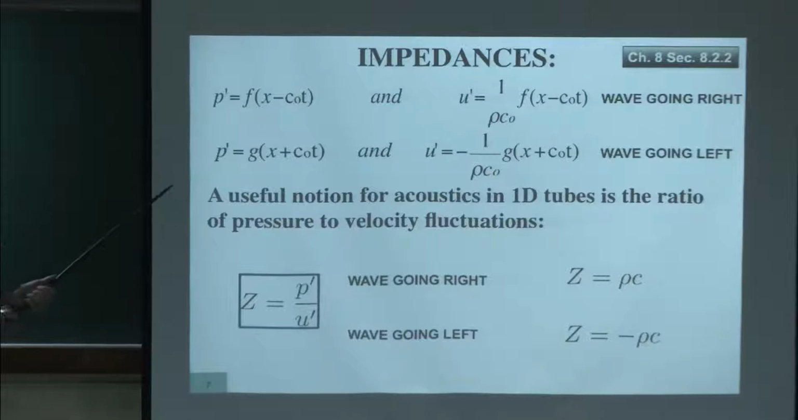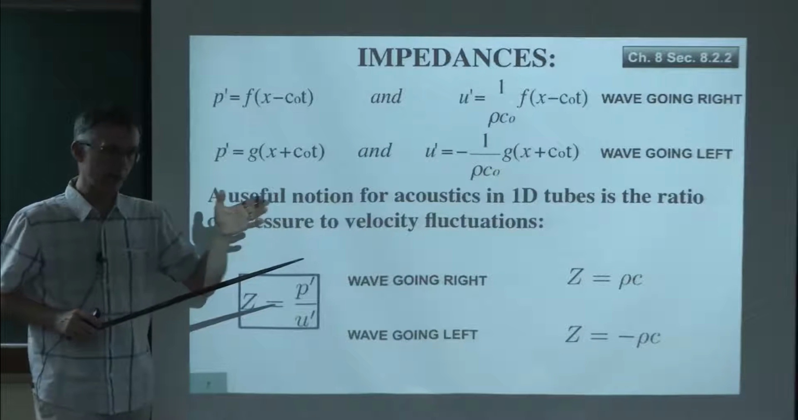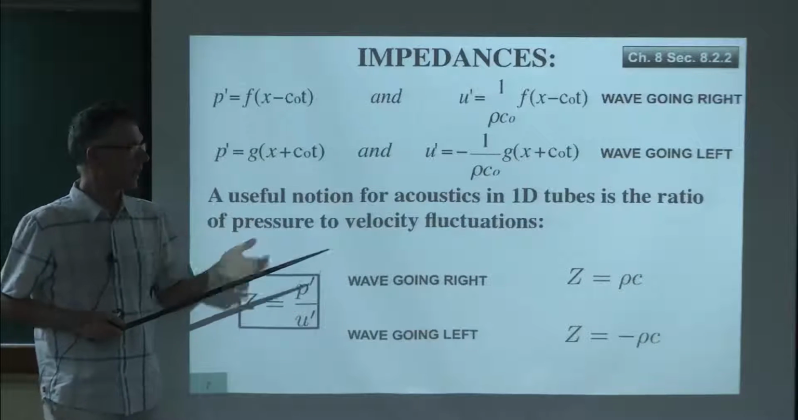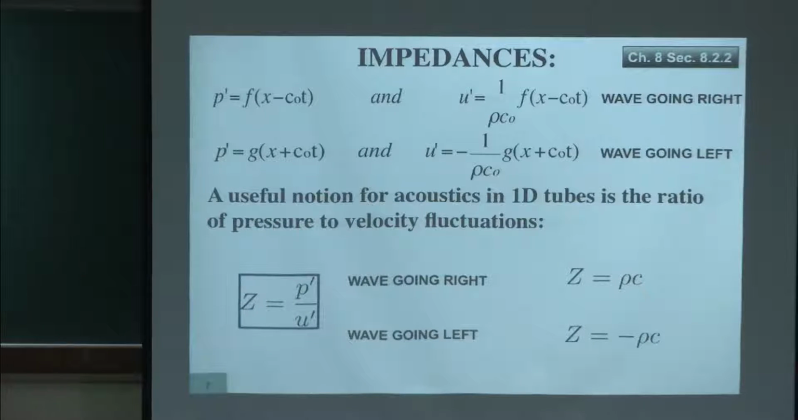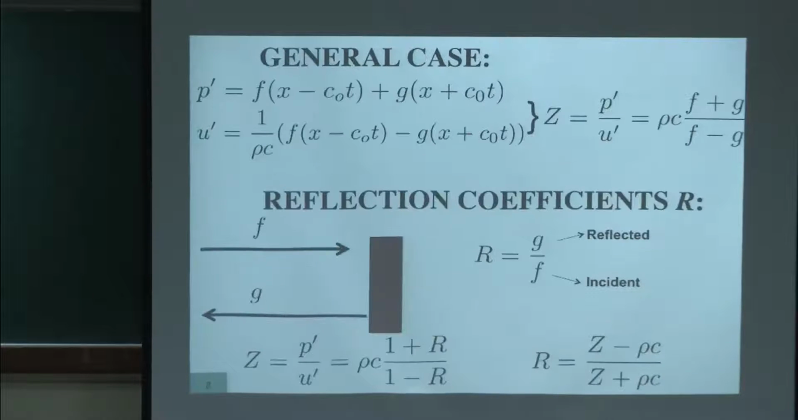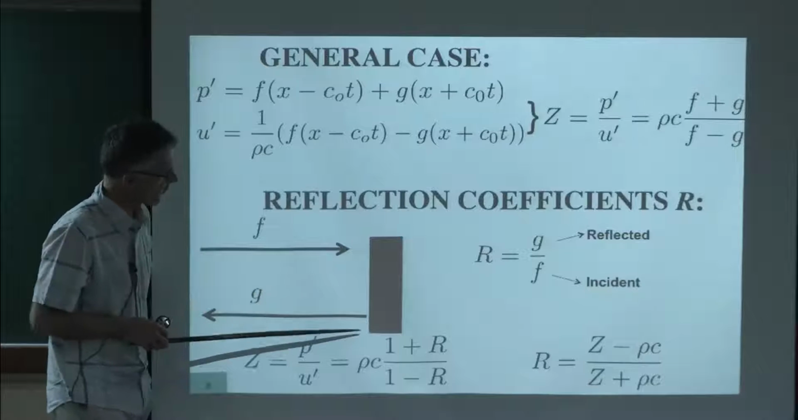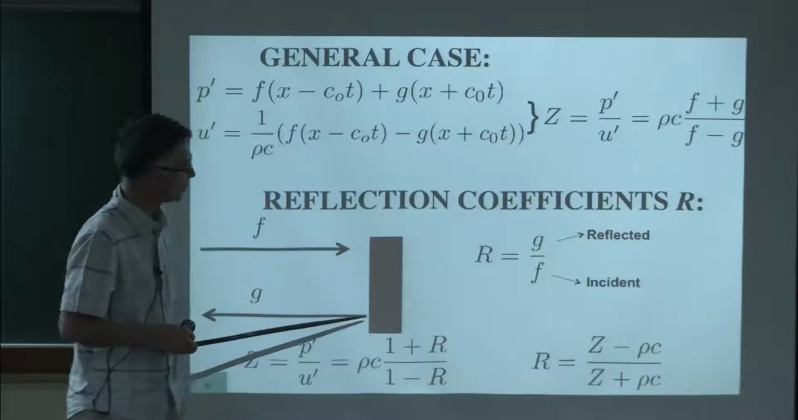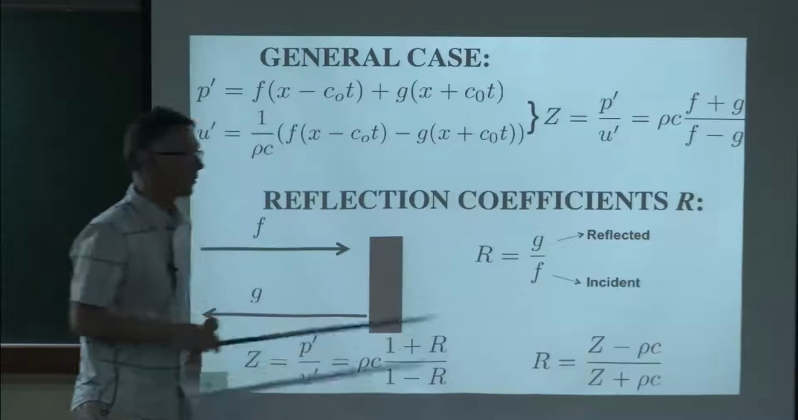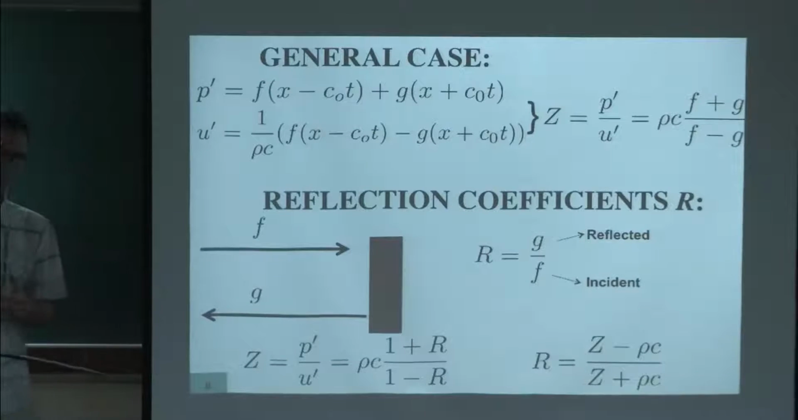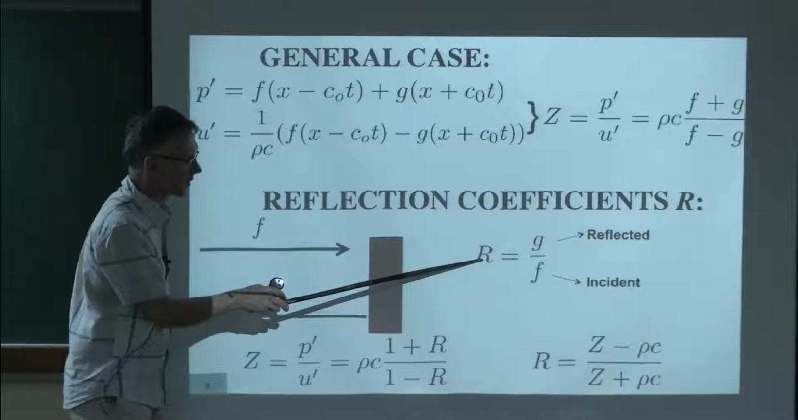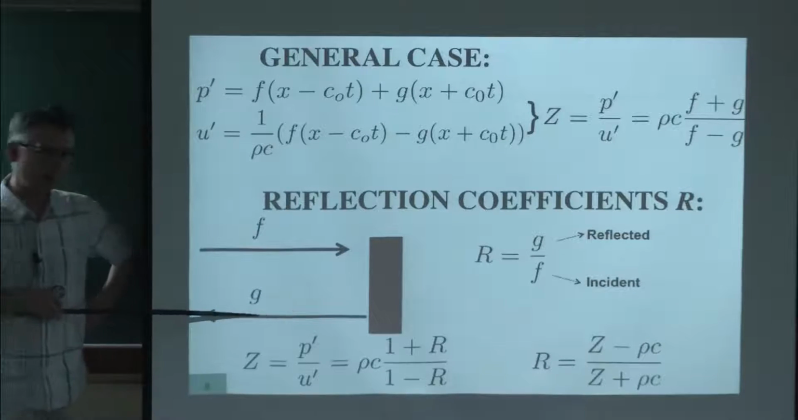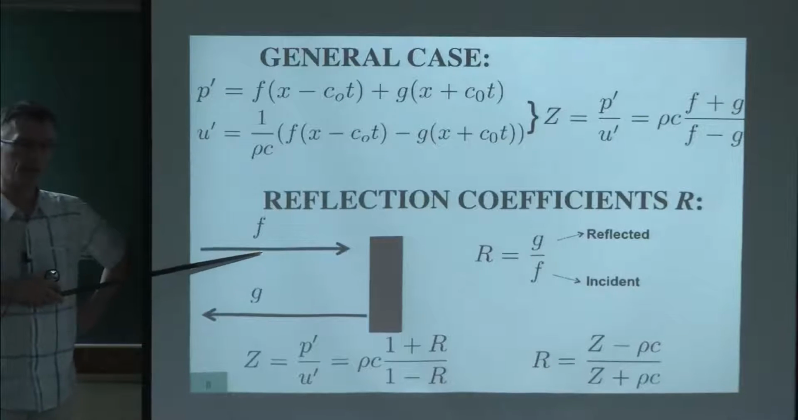And in general, if you want to define what's happening in a tube, the acoustics people, they like to work with this impedance Z, which is a useful quantity, especially for boundary conditions. So in the general case, the impedance of a given surface is the ratio of P prime over U prime. And physically, sometimes it's more meaningful to define what we call a reflection coefficient. The reflection coefficient gives you the amplitude of the reflected wave divided by the amplitude of the incident wave.